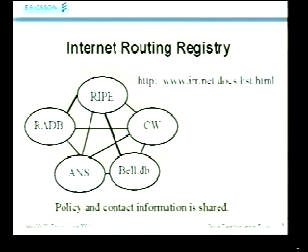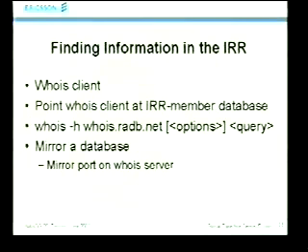Now, the whole idea is that policy and contact information is shared so that mistakes can be avoided. If you share policy information, you can avoid mistakes. If you share contact information, then if something breaks, you know who to talk to about it, how to get it fixed. Also, at that URL, you'll find information on mirroring, how you can, as it were, mirror one of these databases like the RADB and have your own local copy, if you want to.